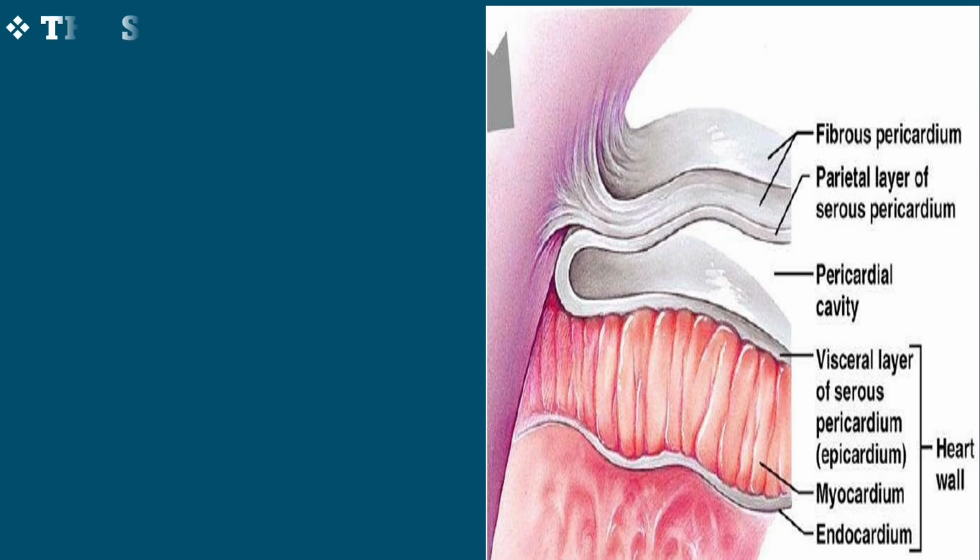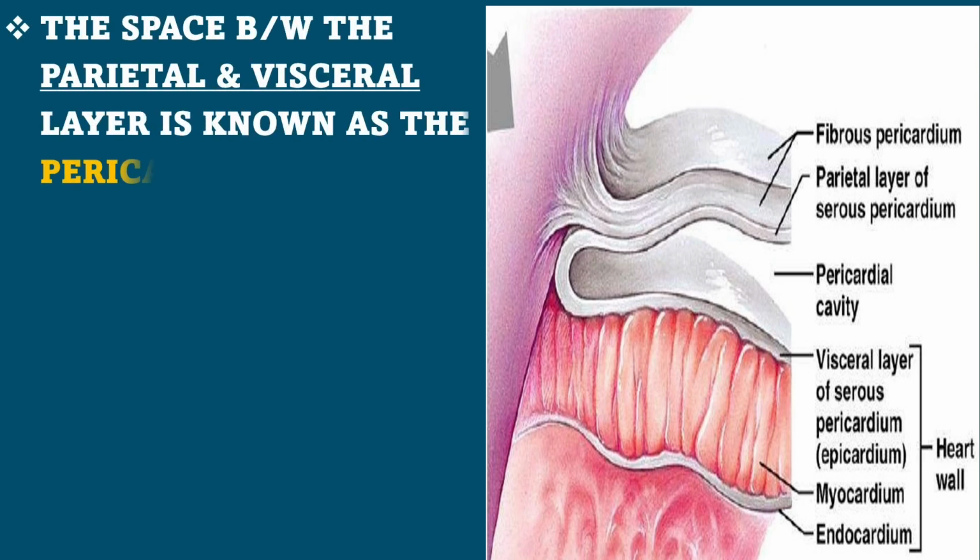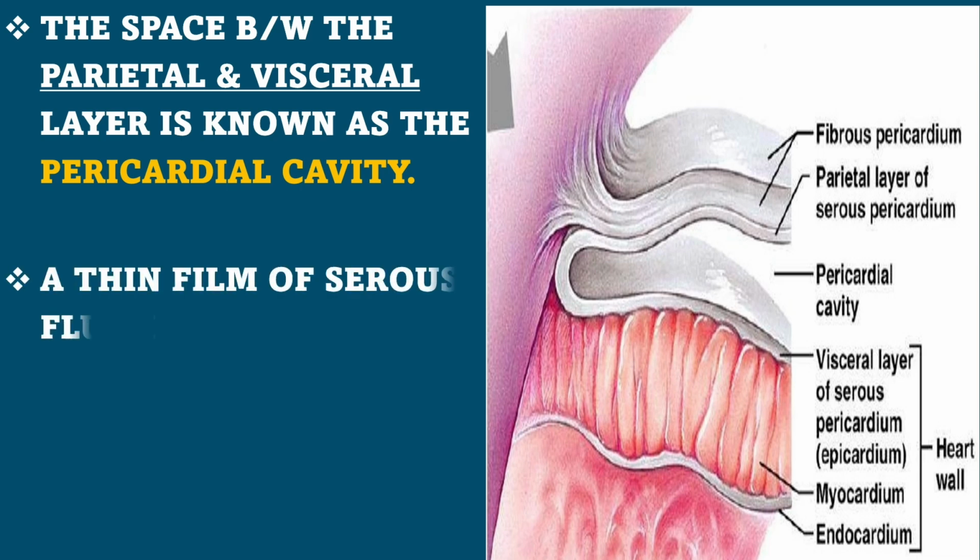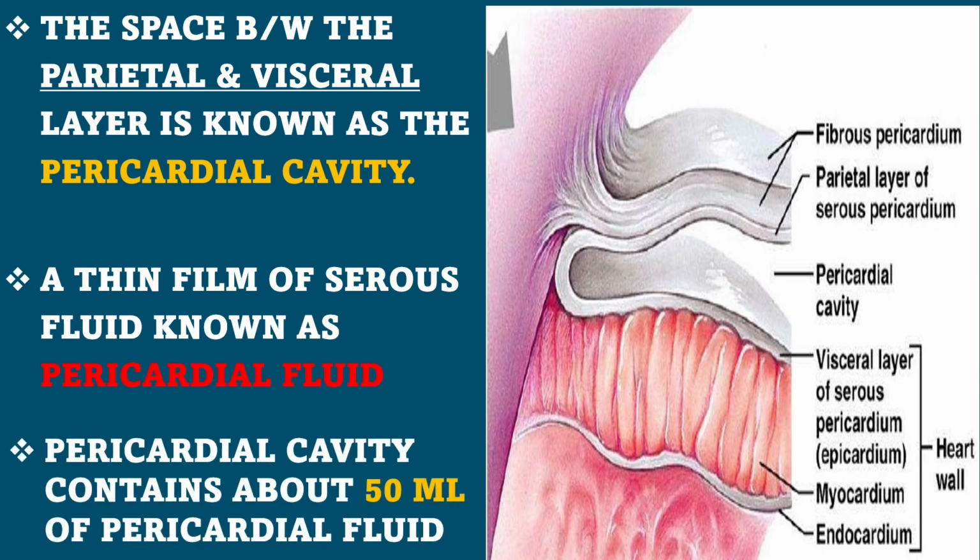The space between the parietal and the visceral layer of the serous pericardium is known as the pericardial cavity. And in this cavity, we have a thin film of serous fluid, which is known as the pericardial fluid, and it normally measures about 50 ml.